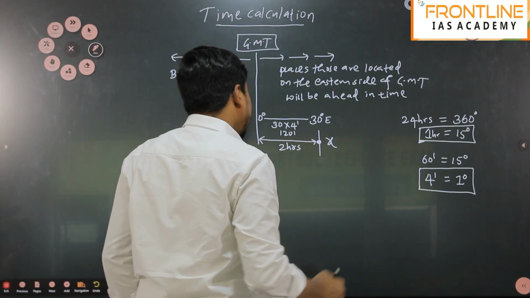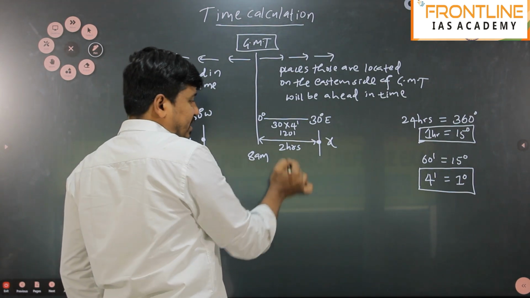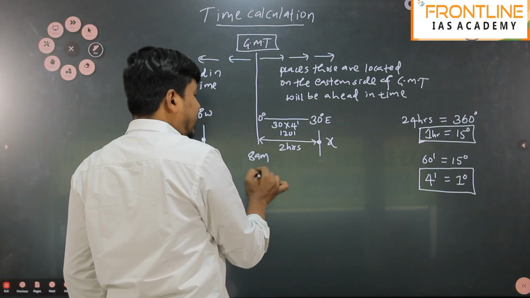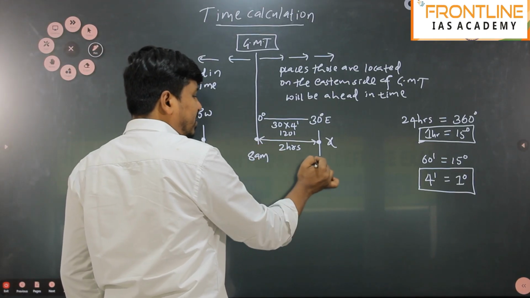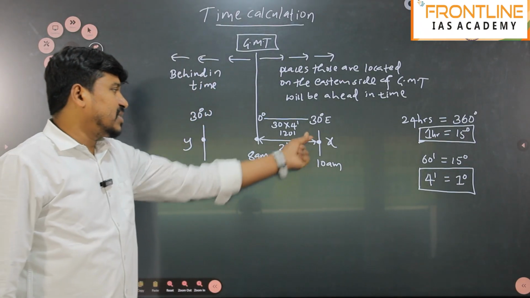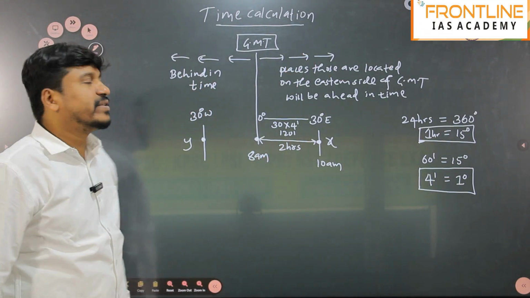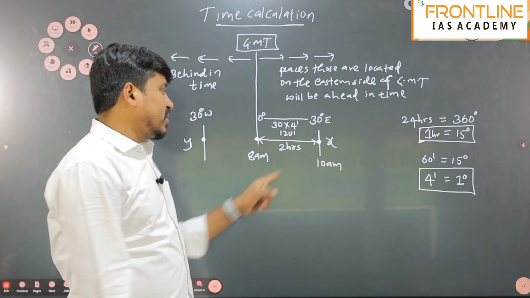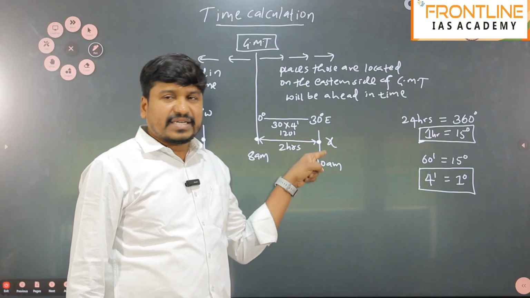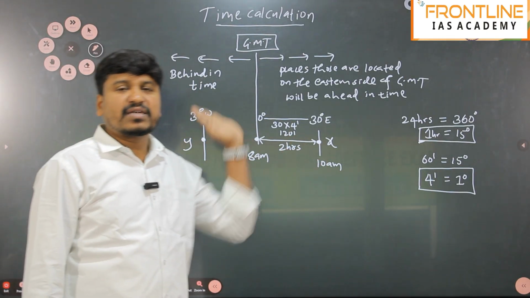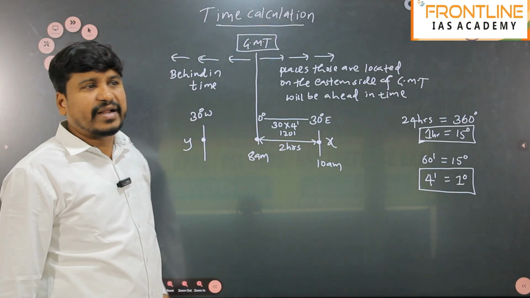120 minutes is nothing but 2 hours. Right? 2 hours. So here this place X is 2 hours ahead of this place GMT. It means if the time is 8 a.m. at GMT, the time will be 10 a.m. at place X, because this place is 2 hours ahead of GMT. It means if the sunrise occurs at this place X, after a 2 hours gap the sunrise occurs at GMT, because they are on the eastern side, meaning they are ahead in time.